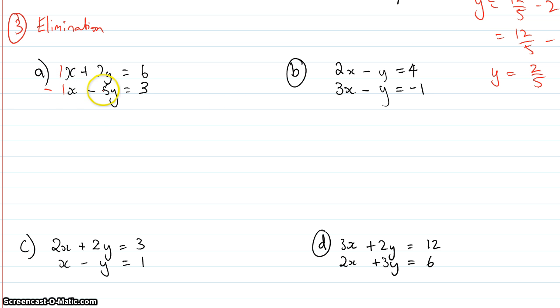1x minus 1x is 0, and then 2y minus negative 5y is 7y. Just be careful of that double negative. And 6 minus 3 will be 3. So I end up getting y equals 3 over 7.